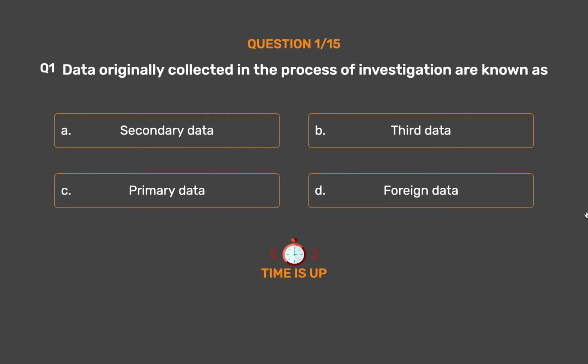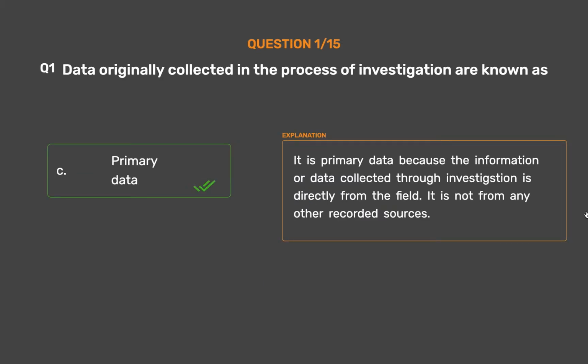The correct answer is Option C. Primary data. It is primary data because the information or data collected through investigation is directly from the field. It is not from any other recorded sources.